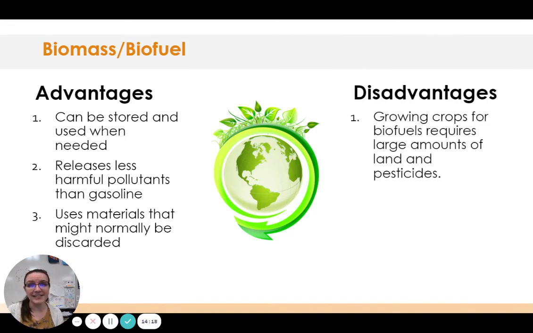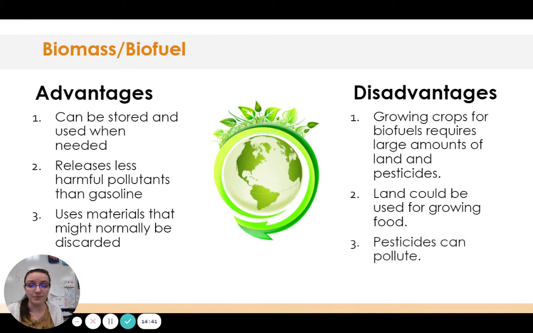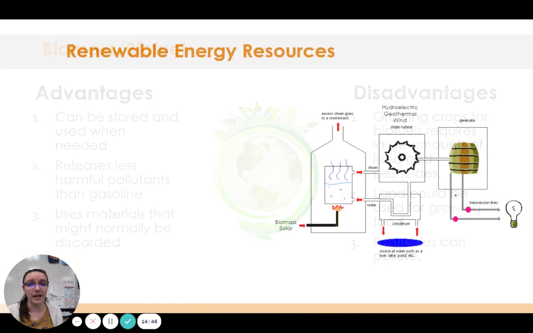Some disadvantages is that if you are growing crops specifically for biofuels, it requires a lot of land and a lot of pesticides. So people think about growing corn and turning corn into fuel, ethanol. That is a lot of land and pesticides and water to take care of growing all that corn, when you could be using it for food. And pesticides can definitely pollute the area.